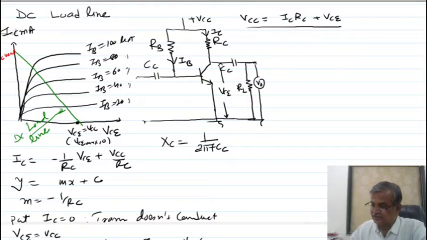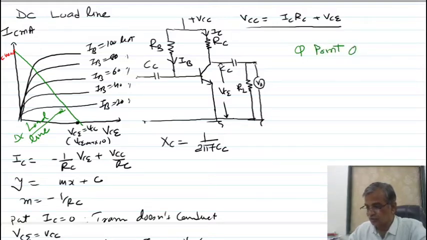Now, for the second discussion, I am using the same page. The Q point, that is called the quiescent point, or it is called the operating point.